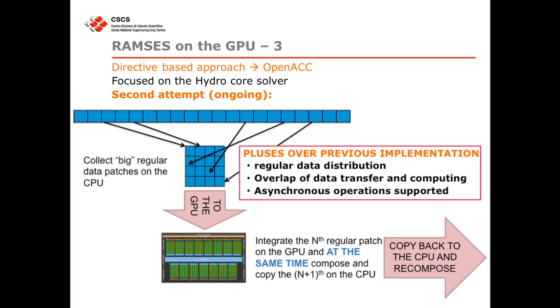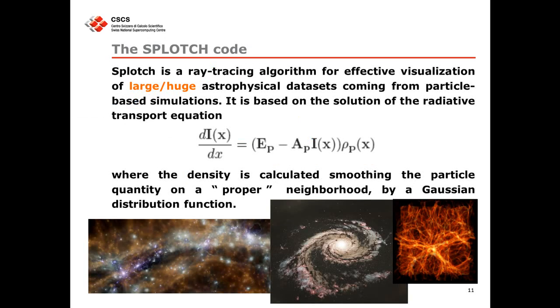Of course, we improve the performance on the GPU, but we have to be careful about the cost of implementing this new feature, this building of patches. This is something you always have to be careful about: the price that you pay for the implementation, for the refactoring of your code to make it suitable for the GPU. And we will see another example like this in a minute, because the second code that I want to speak to you about is this Splotch code that is used to visualize huge data sets.